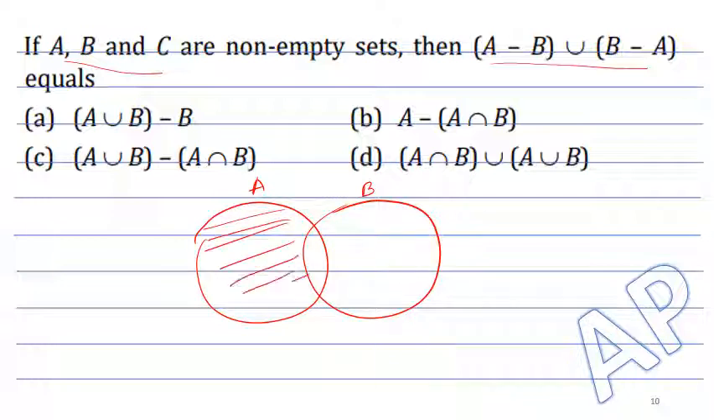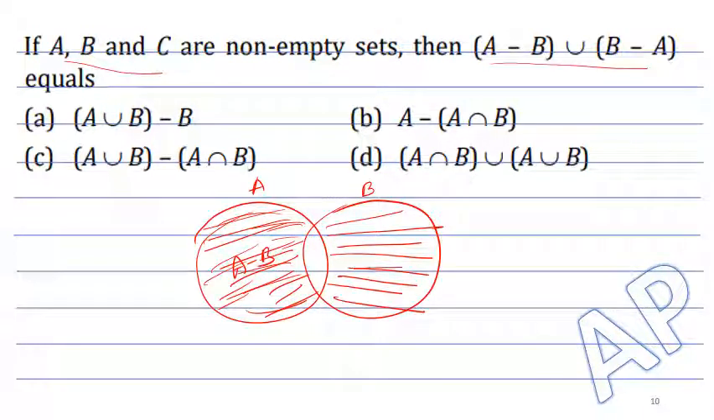A minus B is this one, this area shaded region is A minus B. Similarly B minus A, this is the shaded region, this region that is being shaded is B minus A.